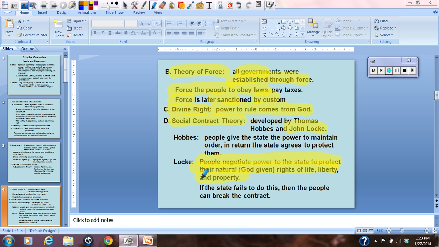Okay, and two, can the people break the contract? Yeah, the people could break the contract if the government fails to live up to it. Okay, just like any contract. All right. There's a lot, like I said, there's a lot of word association, which works for me. If you have a different method, go for it. Okay? Everybody got it?